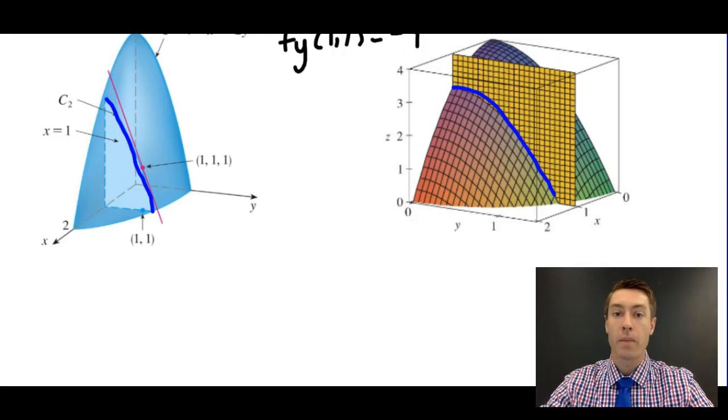There we go. That's better. And then we're finding the slope of the line tangent to that trace line at the point (1, 1). Okay?